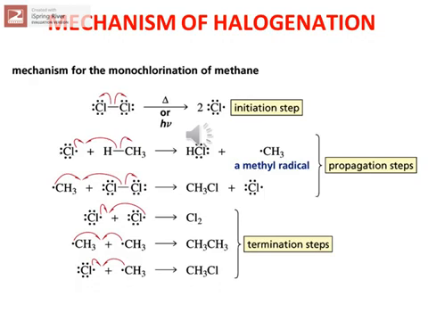Similarly, an alkyl and a halogen radical can combine to form a neutral molecule, such as a methyl radical combining with a chlorine free radical to form methyl chloride. It is a termination step. So in the termination steps, free radicals generated in the propagation steps combine together to form neutral molecules without the birth of any other free radical. So the termination step leads towards the cessation of the chemical reaction.